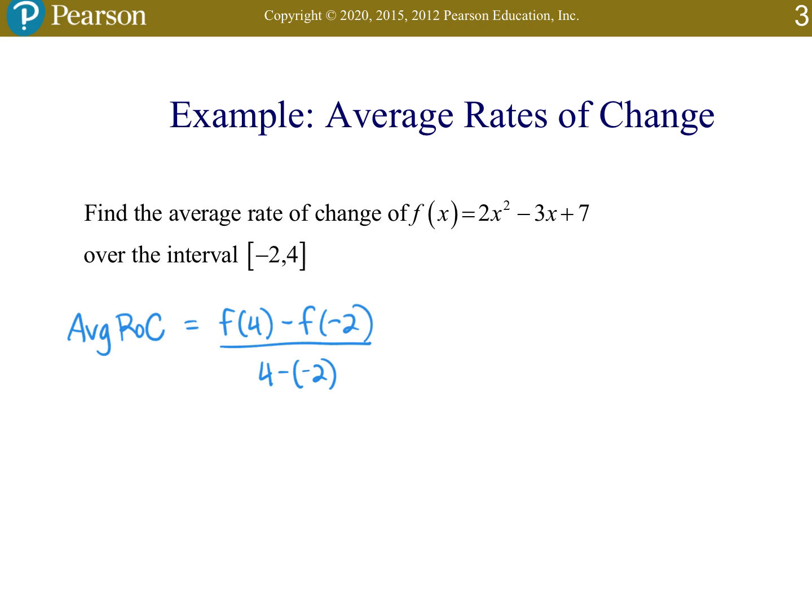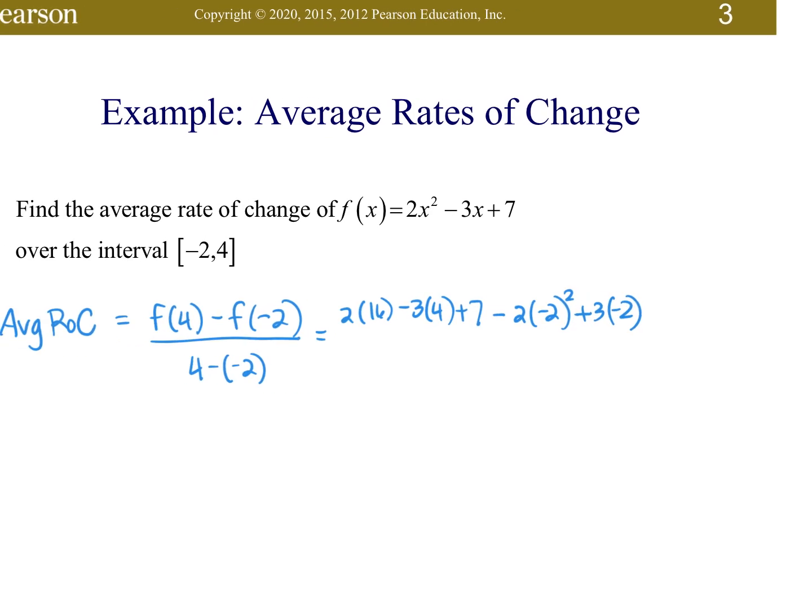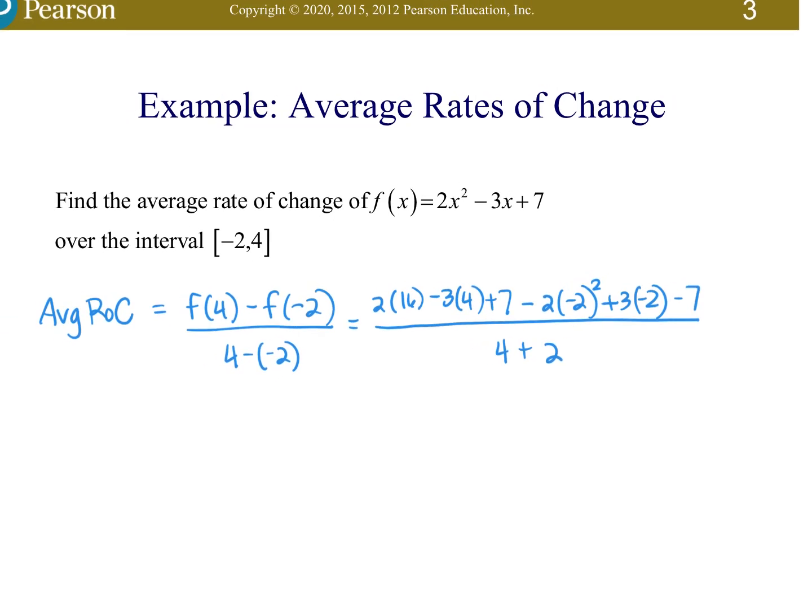You're going to set it up for me so I know you know what the formula is, and then you're just going to proceed to do the mathematics. So this will be 2 times 16 minus 3 times 4 plus 7, minus 2 times -2 squared plus 3 times -2 minus 7. So I am subtracting the difference of the y values, and then the denominator will become 4 plus 2. So it just becomes arithmetic for you to do. It doesn't take calculus or anything super advanced, as long as you know how to multiply and subtract.